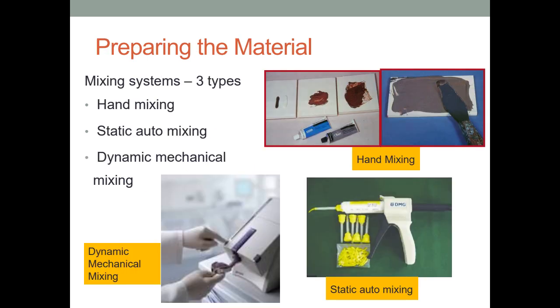In the next slide, we are going to see preparing the material. There are mainly three methods by which we can mix the material. One is the hand mixing technique, which you can see in the first slide. Here we can dispense the material in equal proportion according to the manufacturer's instructions, and mix with the help of a flexible spatula. The mix should be homogeneous.